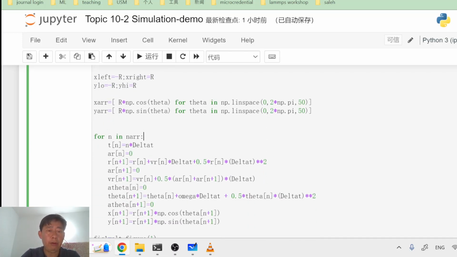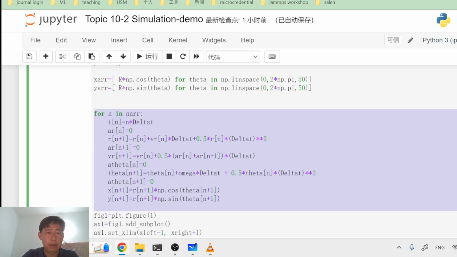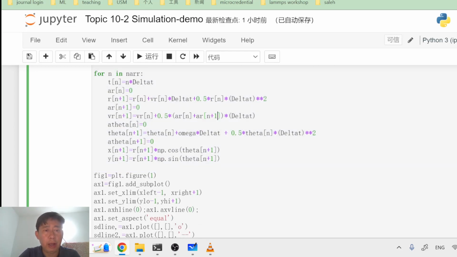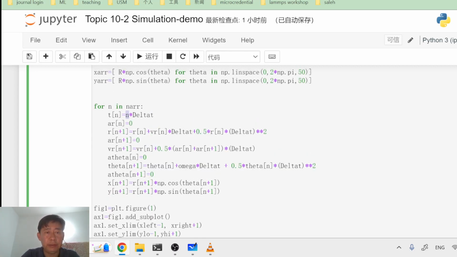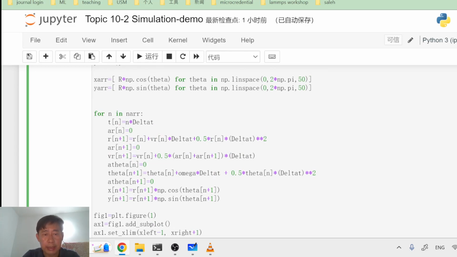Okay, so now I would begin the for loop for the time. The time at any instance is given by Tn, where n runs from 0 up to n last. Then I first define my acceleration for the r, and as I mentioned, the acceleration for the r will always be 0.